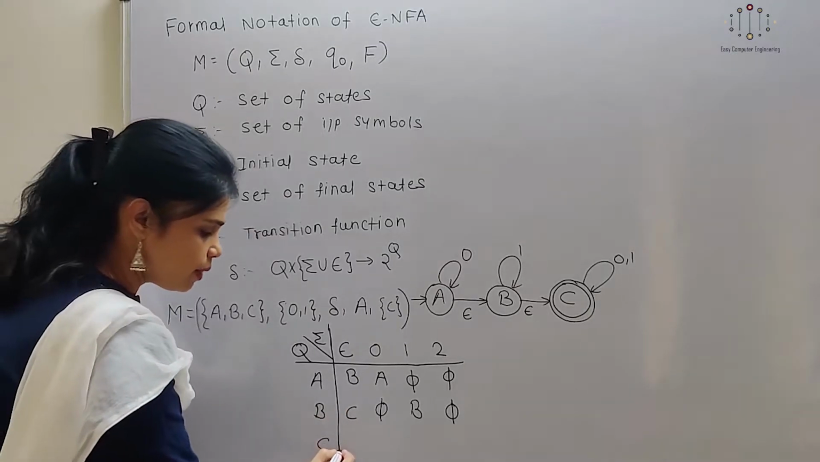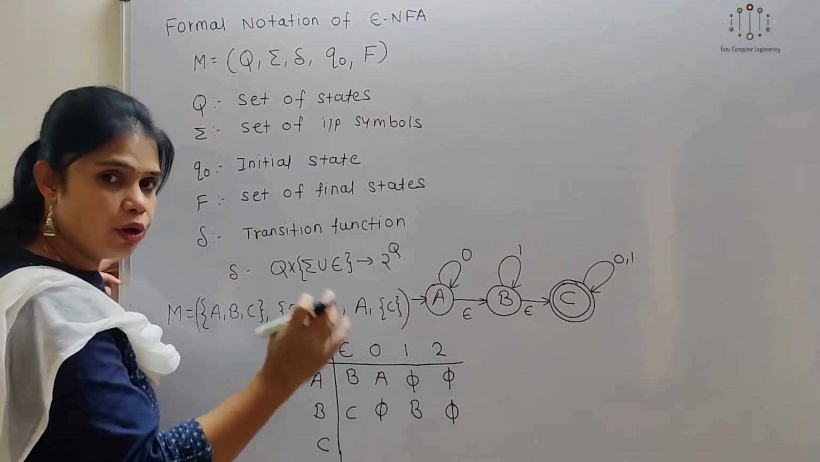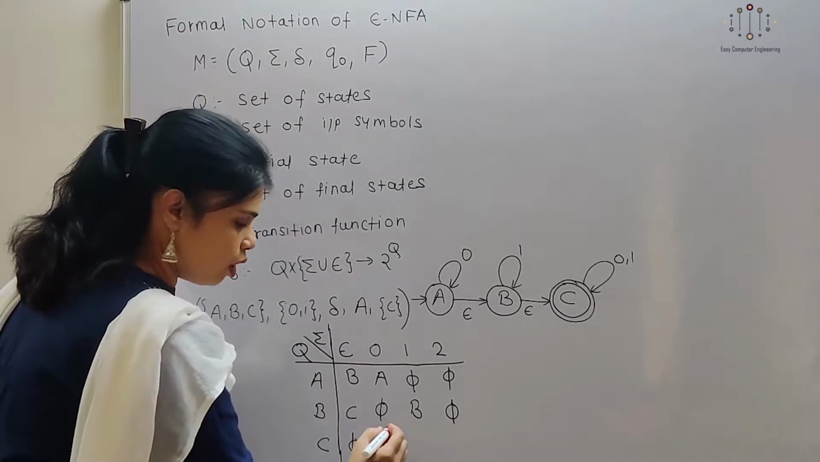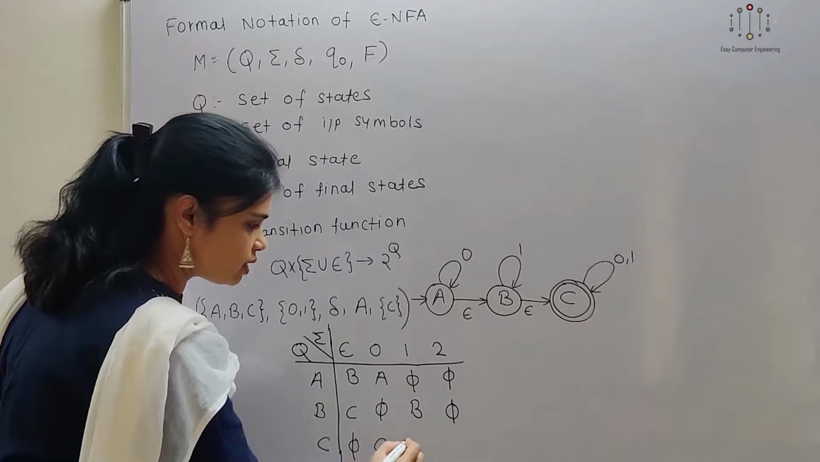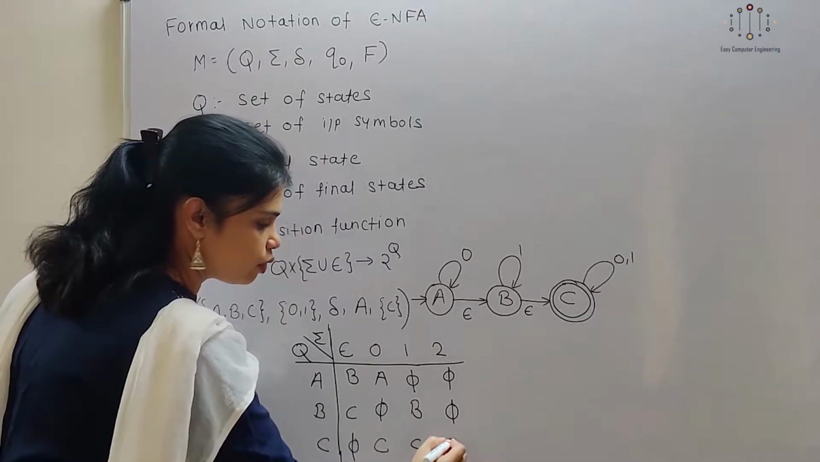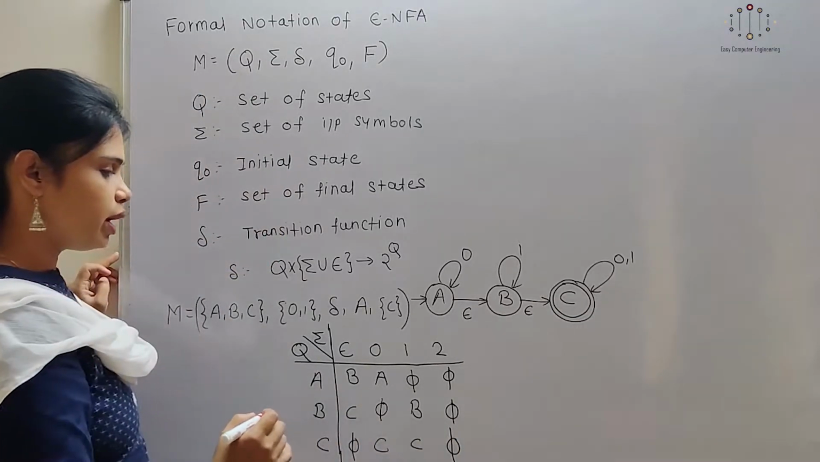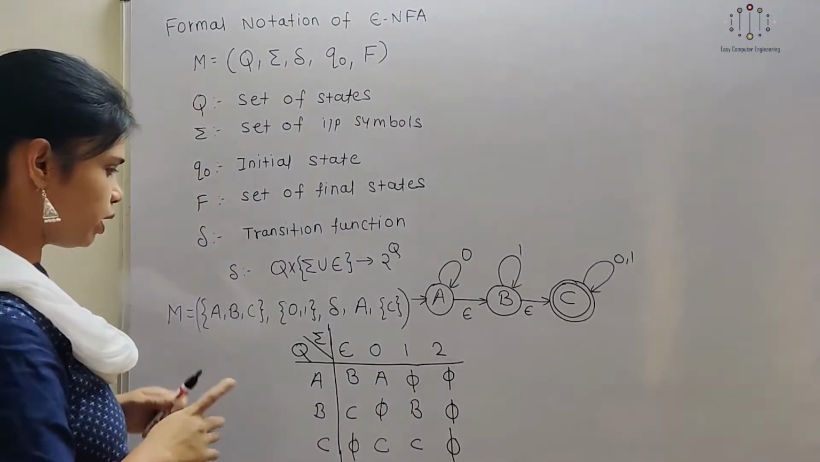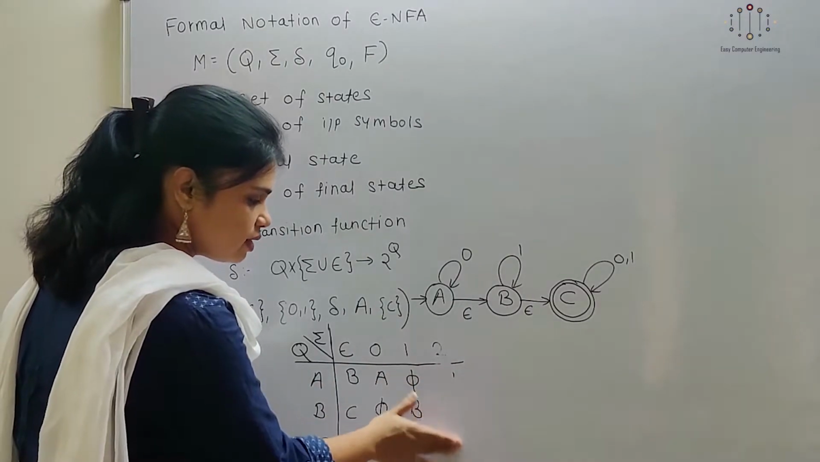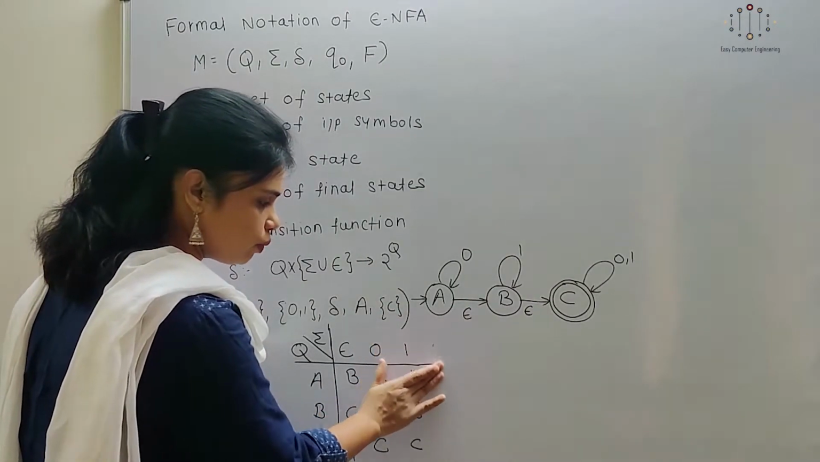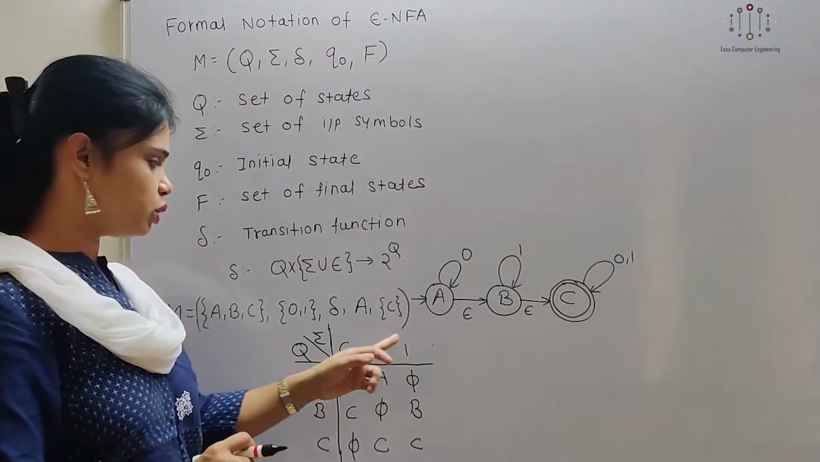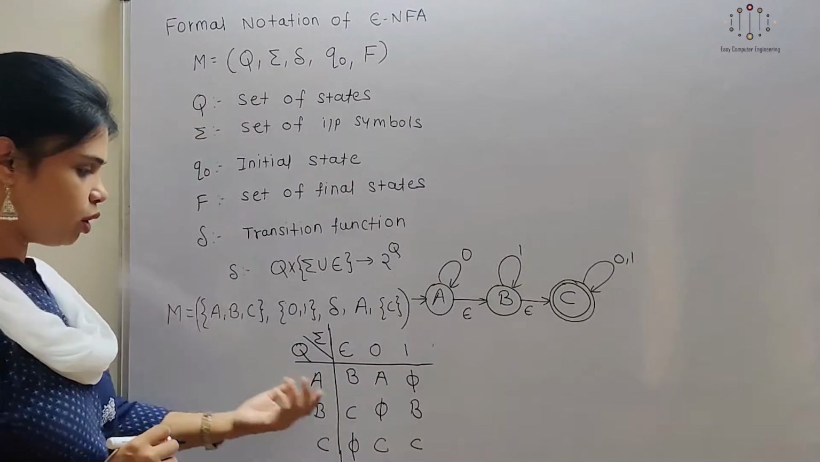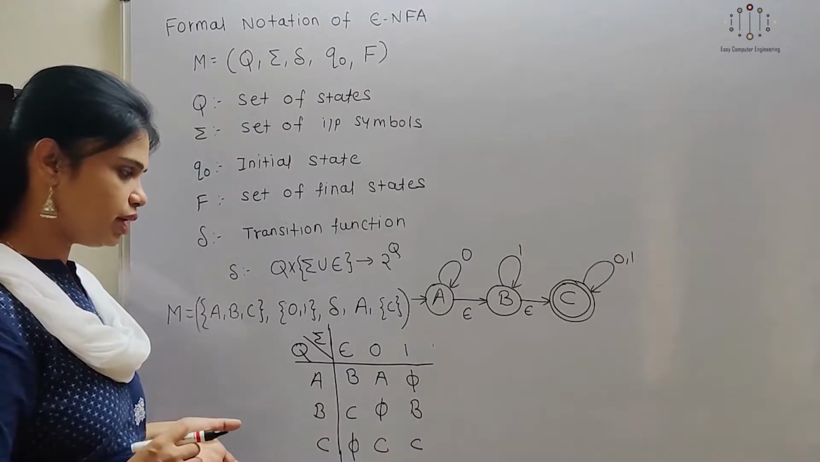Now from C there won't be an epsilon transition. Epsilon transition is not there. On 0 we are moving to C itself, on 1 C itself. There is no input of 2, so we are not going to take 2 here. I thought there was an input 2. So only epsilon, 0, 1. Input symbols are 0, 1 along with epsilon, which we showed in the transition table.